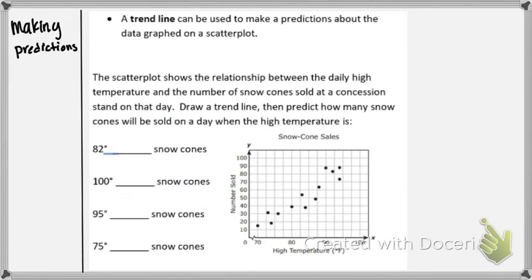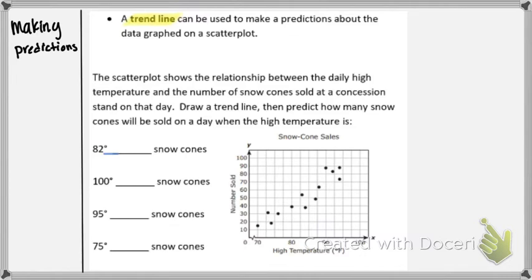Okay. So we're going to go ahead and look at making predictions. We are going to use our trend line to make predictions on our graph data on a scatter plot. Let's look at the first question. It says, the scatter plot shows the relationship between the daily high temperature and the number of snow cones sold at a concession stand on that day. Draw a line, then predict how many snow cones will be sold that day when the high temperature is 82 degrees, 100 degrees, 95, and 75 degrees.